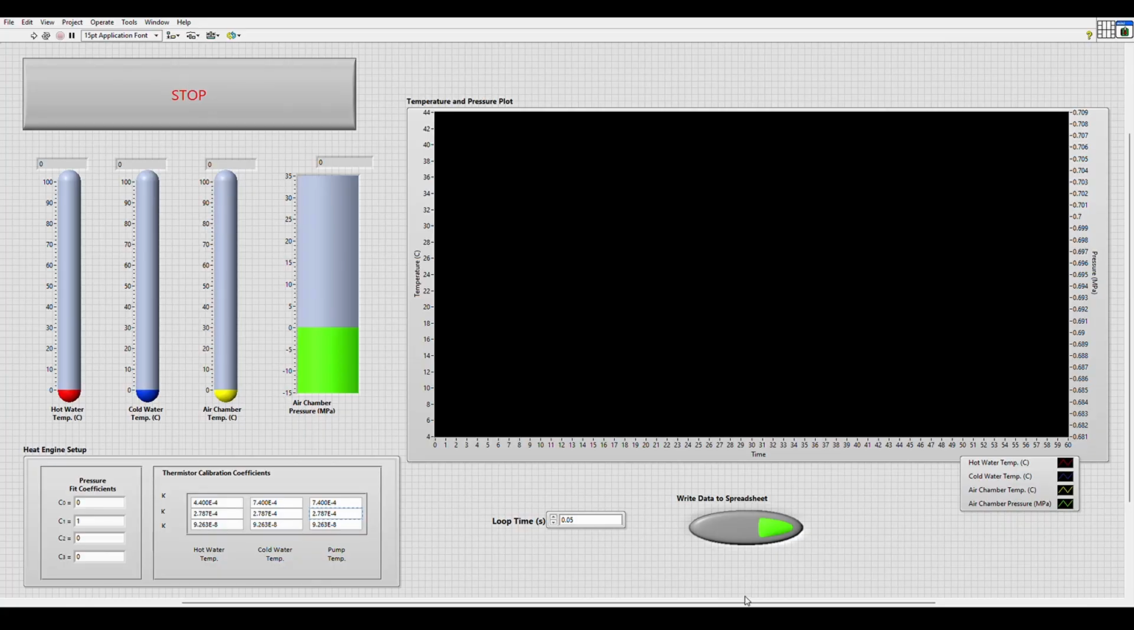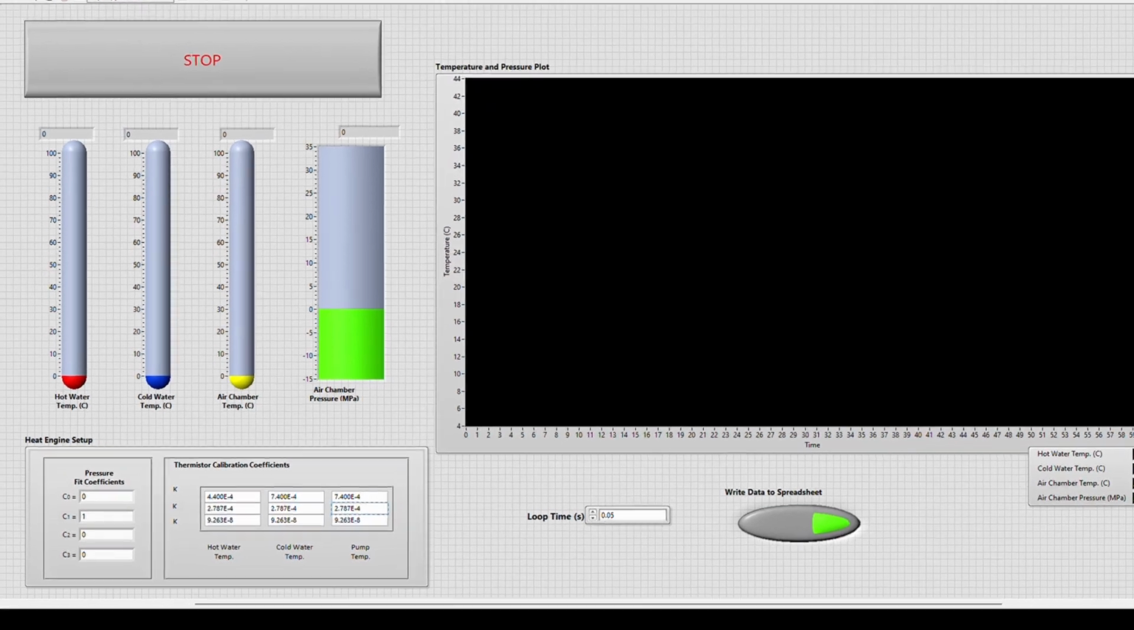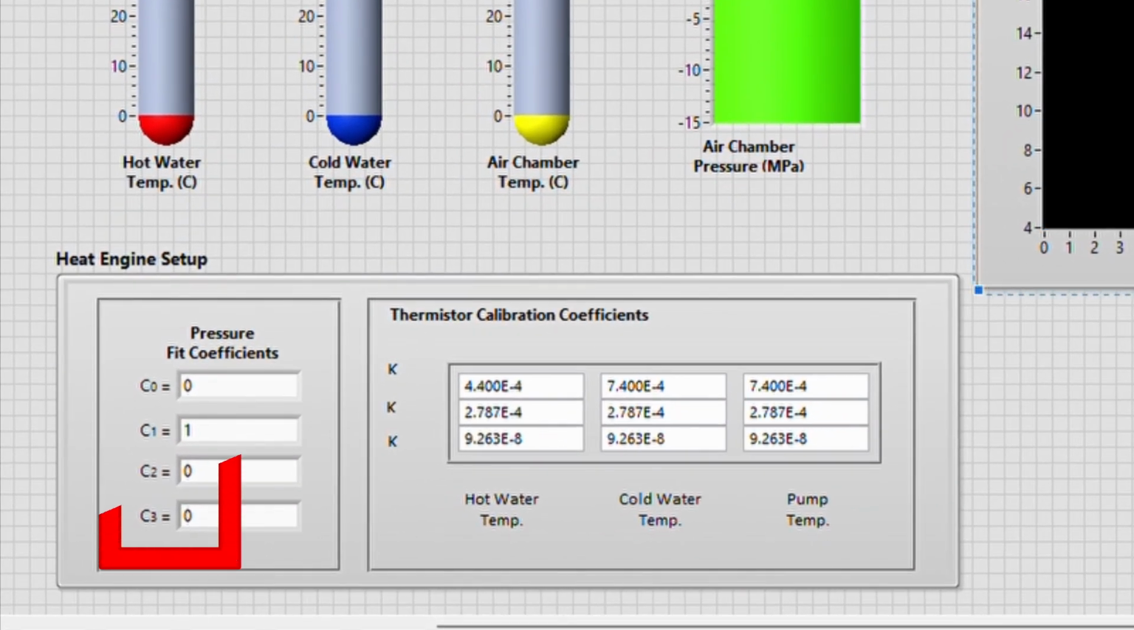While the baths are reaching their desired temperatures, use the calibration curve spreadsheet to calibrate the pressure sensor. Begin by ensuring that the pressure fit coefficients in LabVIEW are set to form a linear relation, meaning that C1 equals 1 while all other coefficients equal 0. This ensures that the pressure reading in LabVIEW equals voltage during calibration.